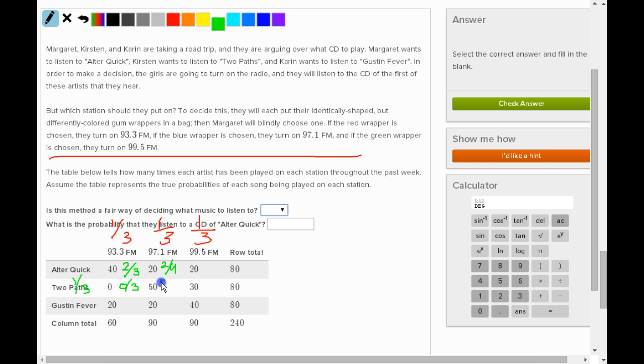This one would be 5/9. And this one would be 2/9 as well. Now over here we have 2/9. And this one is 3/9. And the last one would be 4/9. So now the question is, are the probabilities fair?